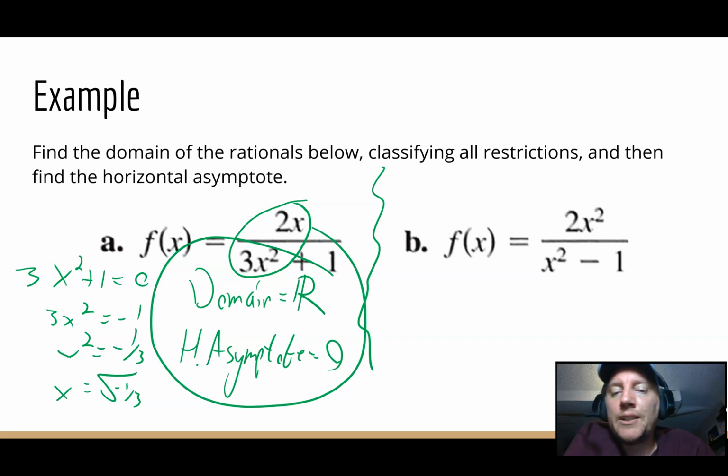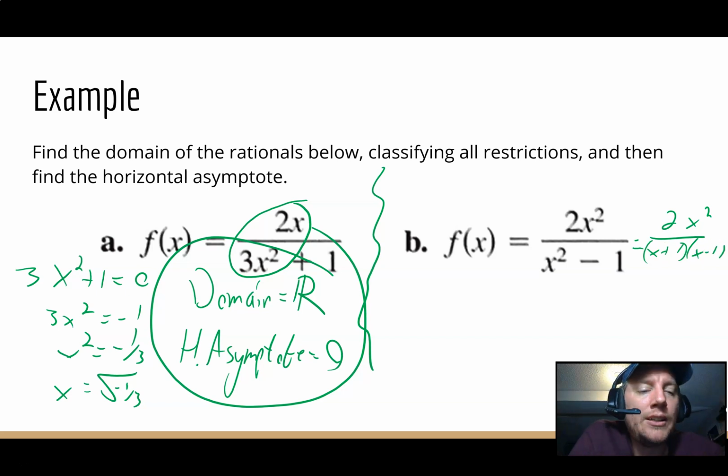Okay. And this next problem, I'll give you a couple hints. The bottom can be factored. That is a difference of squares, x plus 1, x minus 1. So domain, you should be able to get pretty easy from that. Nothing will cancel. There are no holes. There's vertical asymptotes, horizontal asymptotes. So you should be able to take it from there.